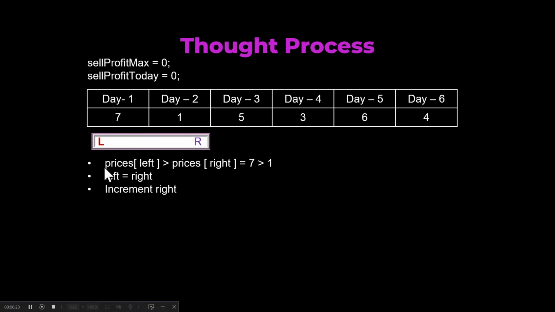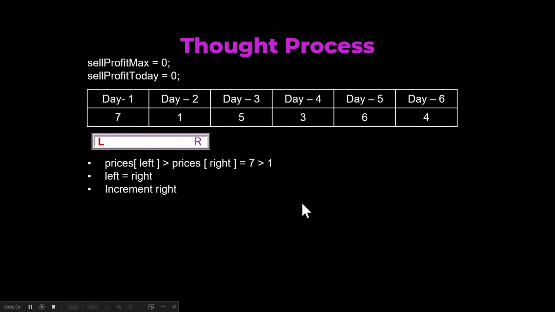Next we have to check. We are going to check prices left and prices right. We need to compare the values prices left and right. If prices left is greater than right, then we know we are not going to make any profit. So what we have to do is change the window size. What I mean by changing is we have to shrink this window, move the left to the right, and then increment the right so that we get the next window.